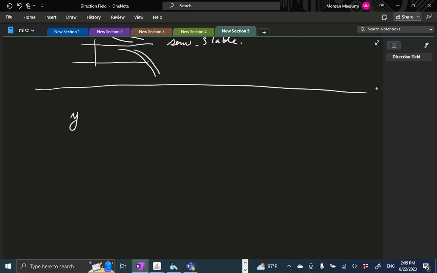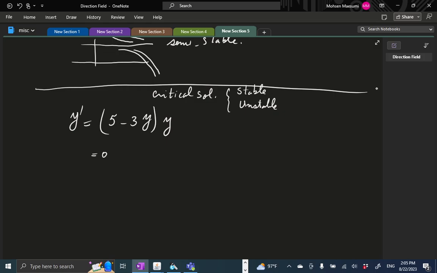So suppose I have y prime is equal to (5 minus 3y) times y. I want to find the critical solutions, and I want to label them as stable versus unstable. Well, we set the right-hand side equal to 0 and find the roots of it. y is equal to 0, and we set the other factor equal to 0.